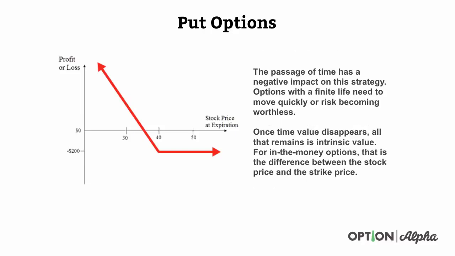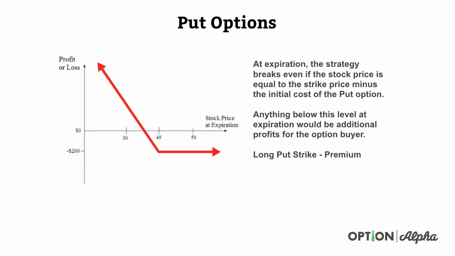Now, the passage of time, just like with call options, with a long put option and long call option, always negatively impacts the options. Options are finite. They have a definitive date in which they expire. So as time passes and time erodes, the value of these options goes down because there is less time for the stock to swing into a potential profit zone. At expiration, the strategy breaks even if the stock price is equal to the strike price minus the initial cost of the put option. Again, anything below this level at expiration would be additional profits for the option buyer.